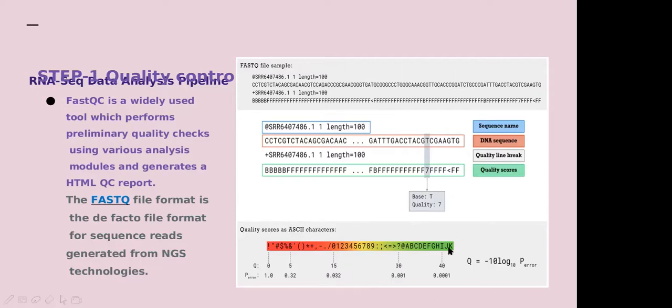So if we have in this green, so most of here we have BBBFFF7. So this means we have a good quality of the data. So if we have these ASCII characters, then this data is not suitable for the further downstream processing.